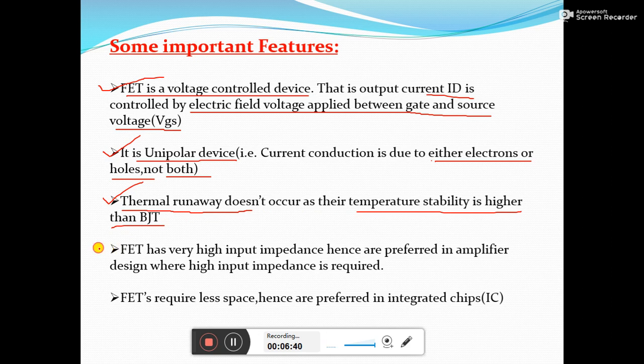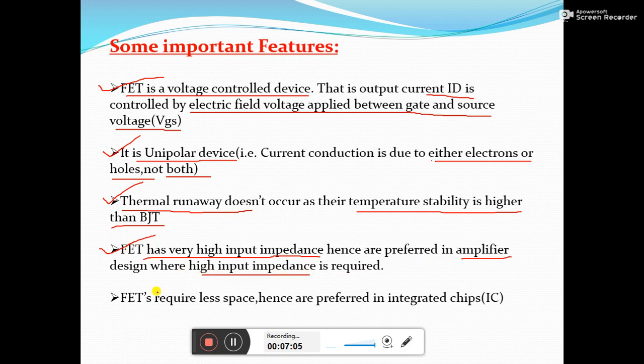So the very next feature is it has very high input impedance. So compared to BJT, the input impedance of FET is high. As we have seen the basic application of transistors, they can be used as an amplifier or they can be used as a switch. So whenever we are designing an amplifier which needs a high input impedance, then the FET is the best choice.